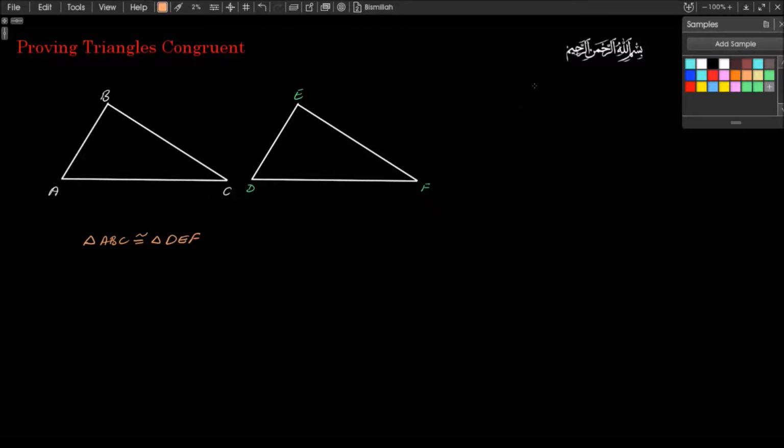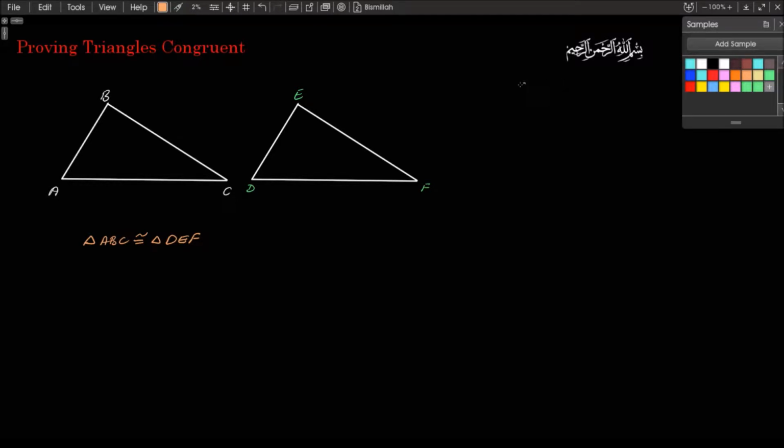Well, we should learn 5 different ways of doing so, and our job today is to learn what they are and familiarize ourselves with what they mean. Next time, inshallah, we shall do examples using these methods. The 5 ways of proving triangles congruent that we're going to learn are the following.